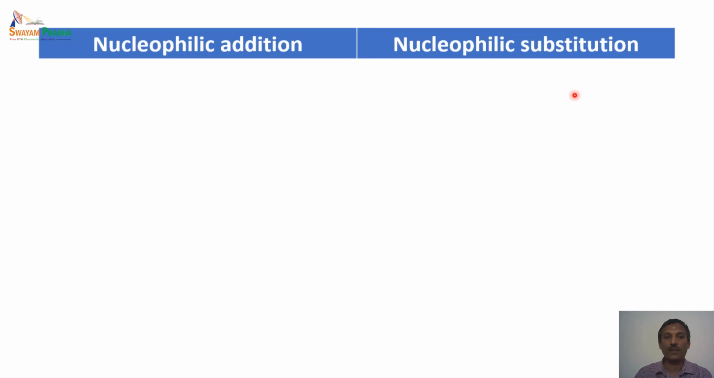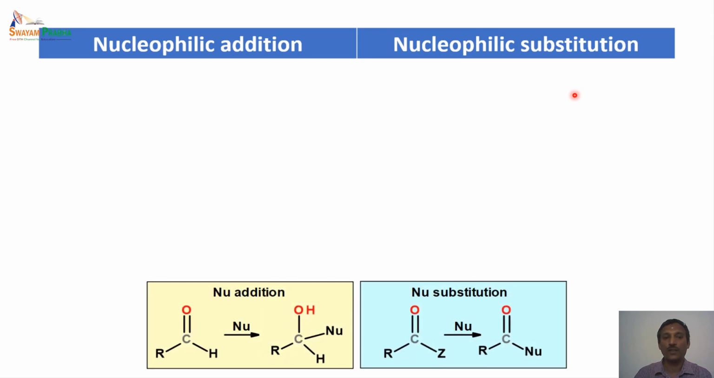So let us compare the nucleophilic addition and nucleophilic substitution and confirm why acid and its derivatives prefer nucleophilic substitution reaction. Now, this is the nucleophilic addition reaction, which is shown by aldehydes or ketones. This is the nucleophilic substitution which is shown by acid and its derivatives. Here the Z is nothing but OH, halides, amides, esters, all the OR groups are the Z groups.